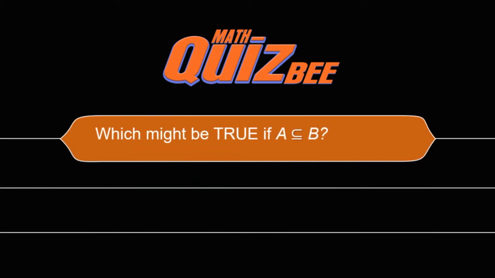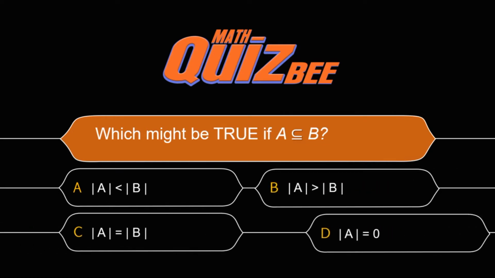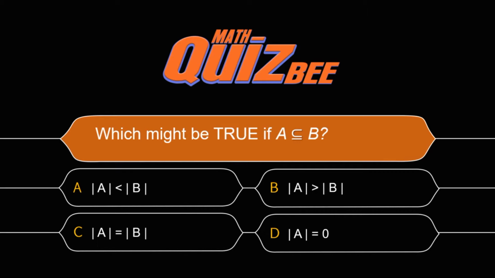Next question. Which might be true if A is an improper subset of B? Take note. Might be true and improper subset. Is it A, cardinality of A is less than cardinality of B? Letter B, cardinality of A is greater than cardinality of B? Letter C, cardinality of A is equal to cardinality of B? Or letter D, cardinality of A is equal to 0?